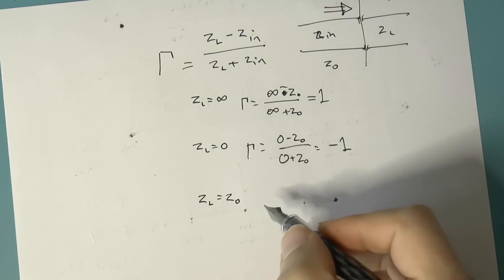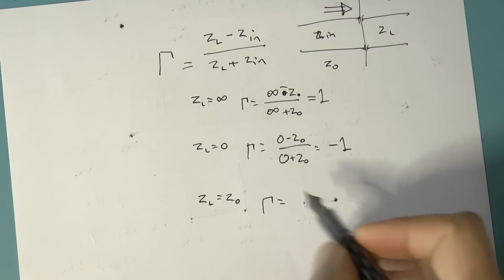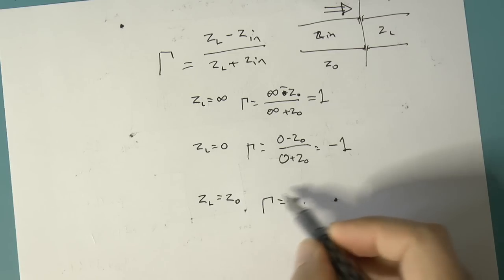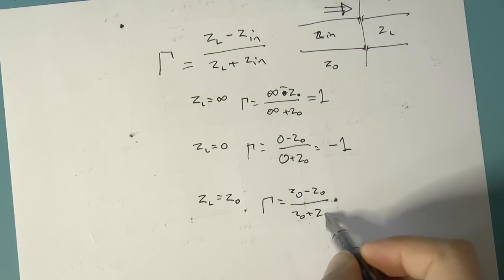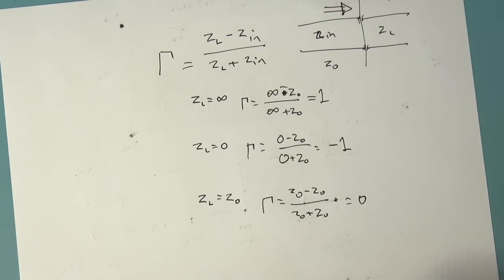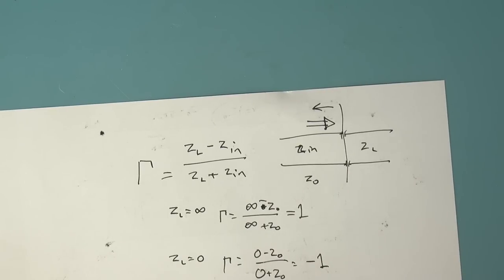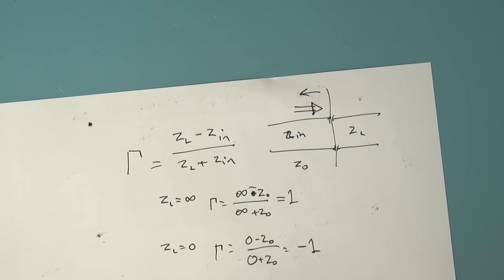And if we do the math, we see, of course, that that is exactly correct, because the load is Z0, and we subtract from that Z0. Z0 minus Z0 is equal to 0. So there is no reflection. The whole thing gets transmitted across that boundary.